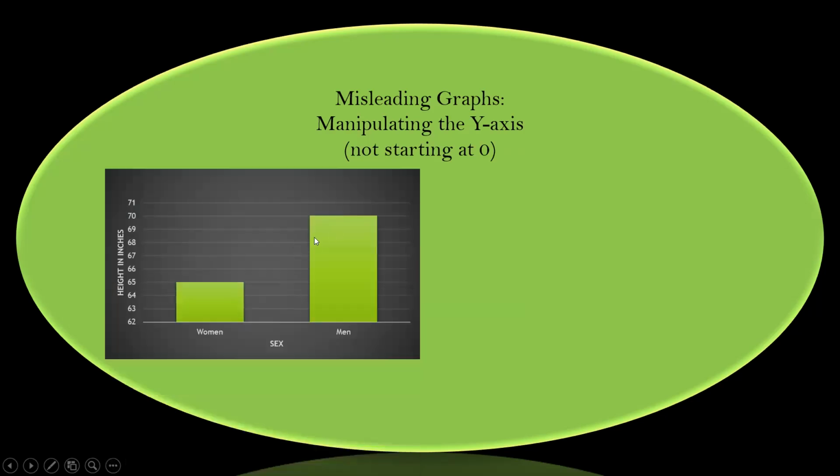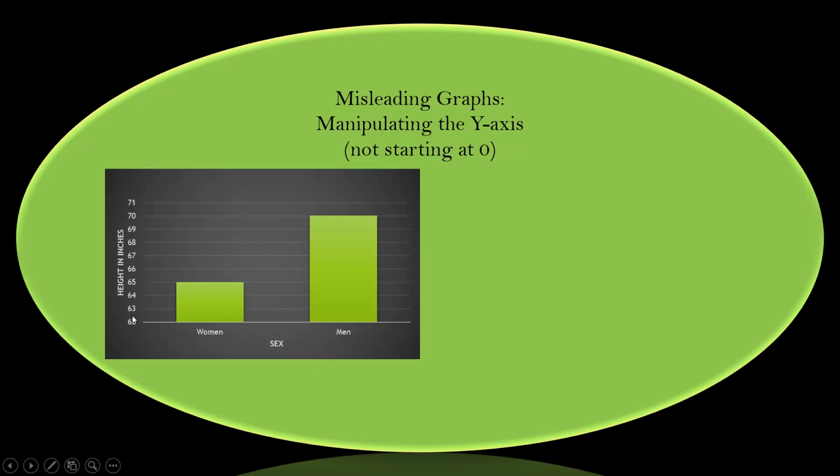So in this case, we did not start at 0 on the y-axis. We started it at 62. And so the actual difference in average height for men and women in the United States would be about 65 for women and maybe 69 or 70 for men. Again, I just made up the data. So this is not wrong. But if you just look at it, it looks like men are substantially taller than women. In fact, twice as tall as women.